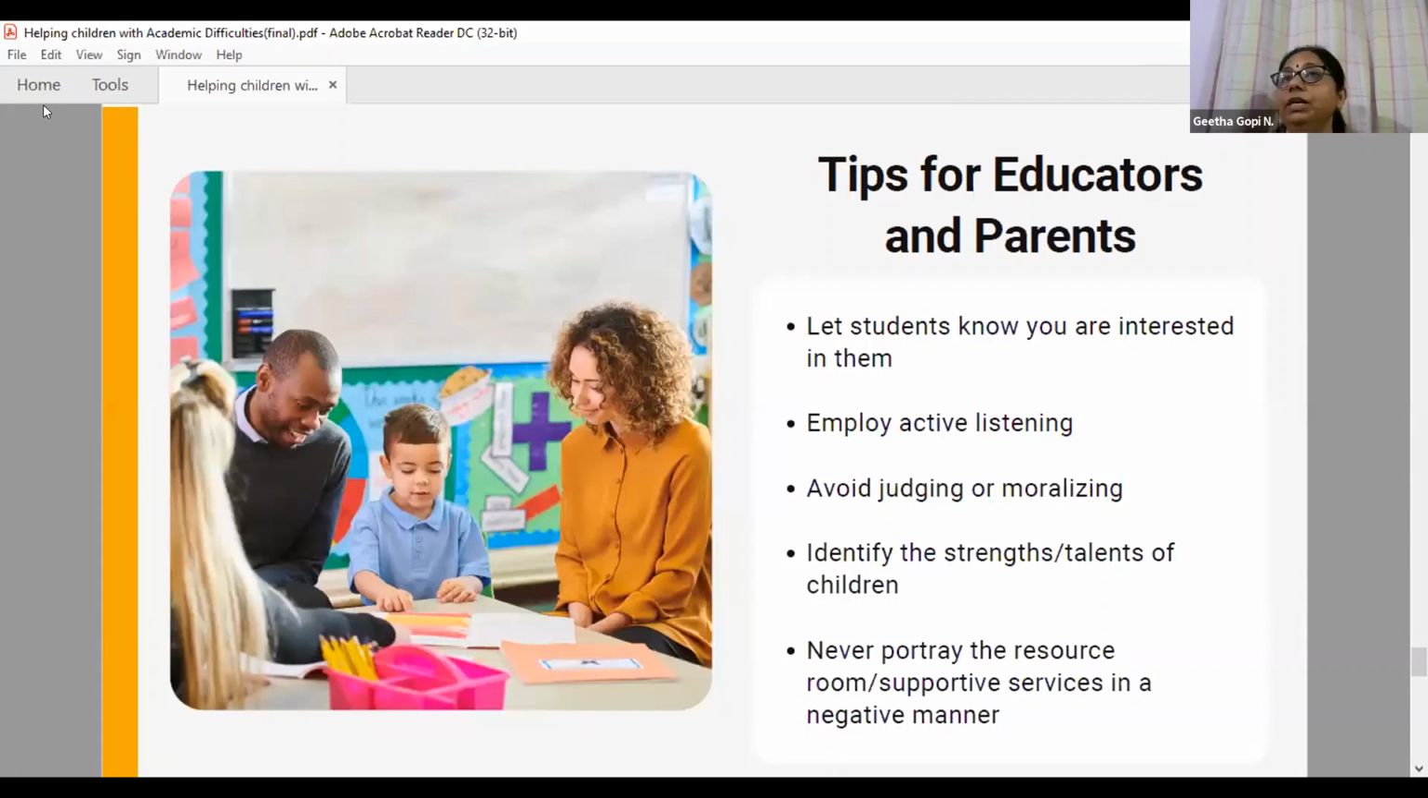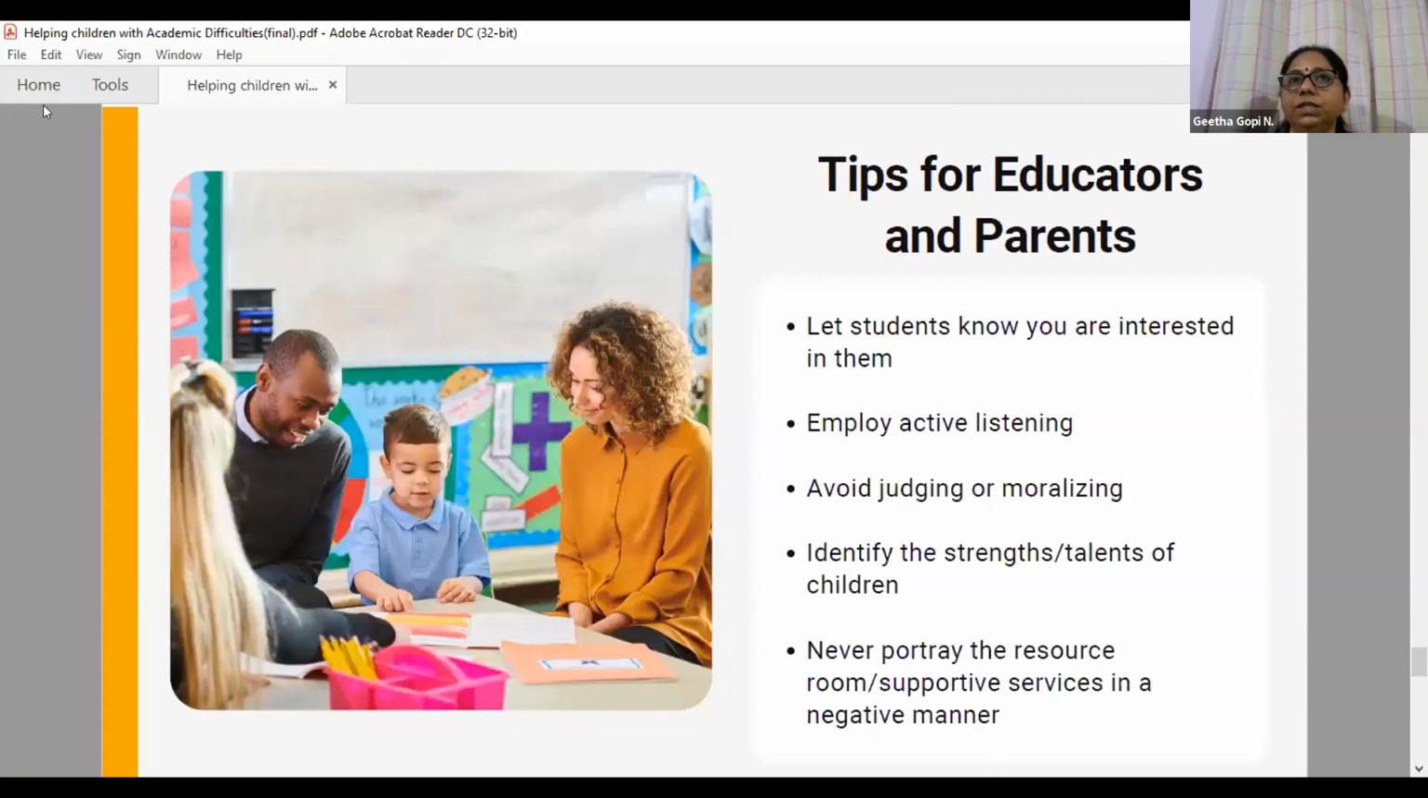Identify the strengths and talents in your children and help to promote them, using those strengths and talents to plan your academic activities, because you're more likely to reach out to students through their strengths and talents. If you have supportive services or a resource room in schools, portray it in a positive manner, not in a negative manner.